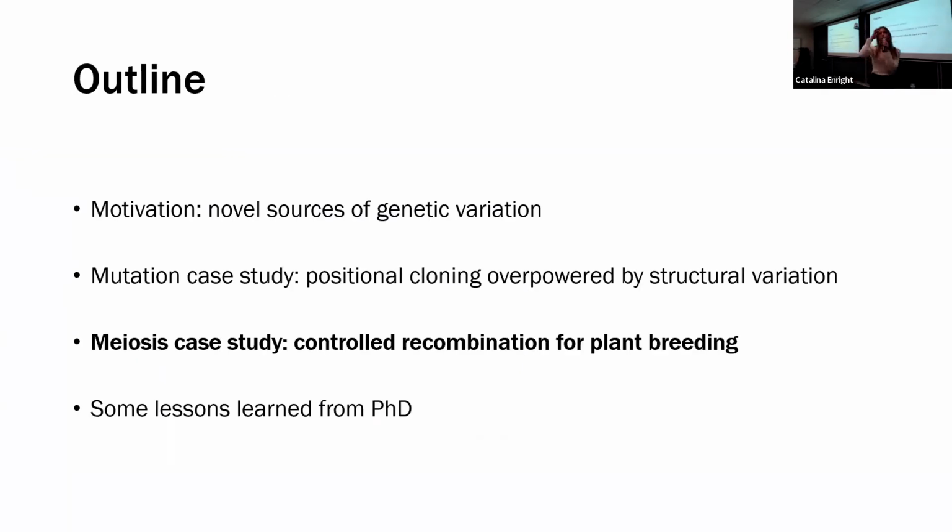And with that, we're going to move on to the meiosis case study, but I do want to introduce it by sharing that the mutation case study is really what inspired the rest of my dissertation. It was experiencing firsthand the reliance that we have on meiotic recombination, not only to pursue a positional cloning project and fine mapping, but just our general awareness of diversity across the genome. And so that brings me to the subject of controlled recombination.